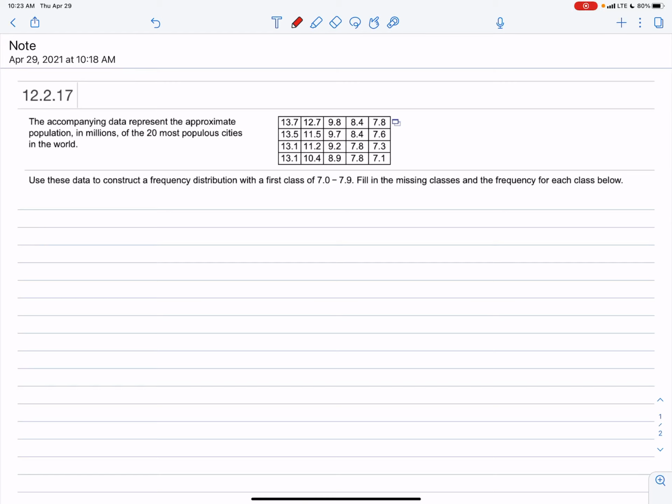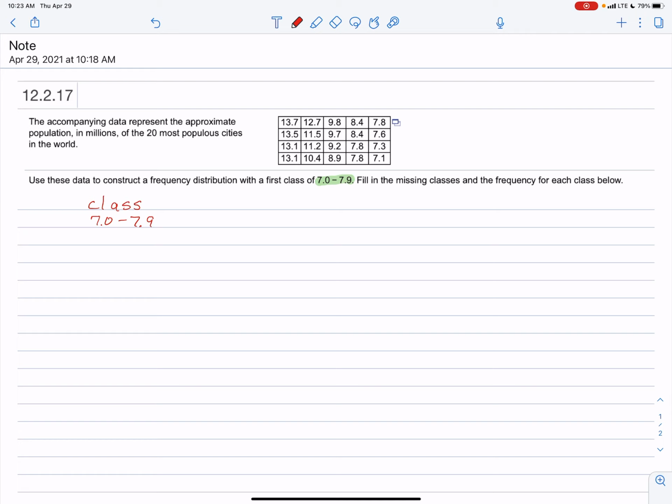The accompanying data represent the approximate population in millions of the 20 most populous cities in the world. Use these data to construct a frequency distribution with the first class of 7.0 to 7.9. Right, so I'm going to create a table. Now the first class is 7.0 to 7.9.